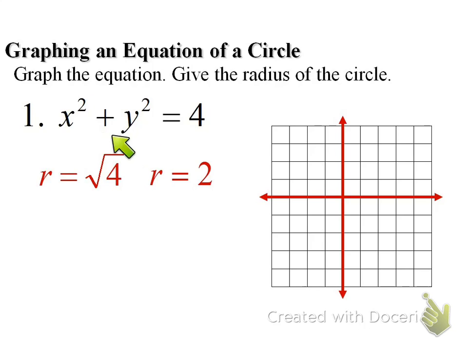Again, my center here is at 0, 0. You can see there's no transformations going on. X and Y are just both being squared. So center is at 0, 0. So I'm going to go r units in each direction. In this case, r is 2. And then I'm going to connect them all with a smooth, curved circle. What are your questions?